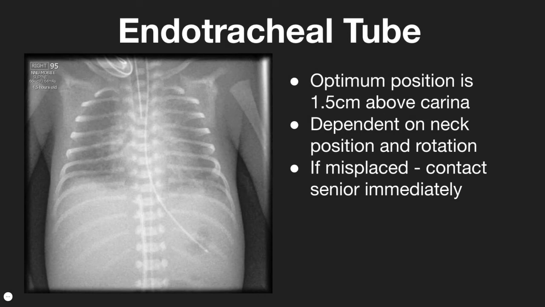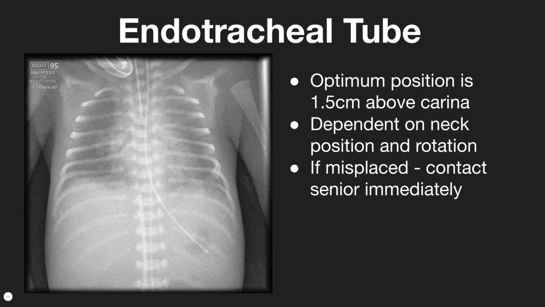The endotracheal tube is probably the most important tube, as if it is poorly positioned, the patient can deteriorate rapidly. The optimum position is 1.5 centimeters above the carina, although this is dependent on neck position and rotation. For radiology trainees, we are trained to say that when the tube is misplaced, that we would contact the clinical team immediately. In your exams, if you come across an X-ray of a misplaced tube, you need to illustrate that you are safe to practice by escalating it appropriately.